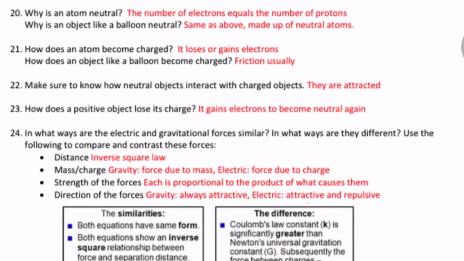Why is an atom neutral? The number of electrons are equal to the number of protons. That's pretty.